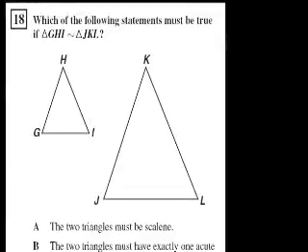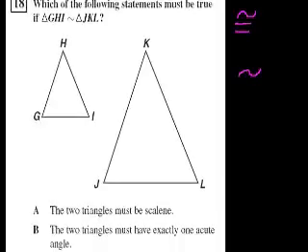Problem 18. Okay, let me cut and paste it. Which of the following statements must be true if triangle GHI is similar? So when they write this, that means congruent. If they just write that, that means similar. Which of the following statements must be true if triangle GHI is similar to triangle JKL? So even before looking at the choices, that means that the ratio of all of the sides are the same, or all of the angles are the same. Let's see what they give us.